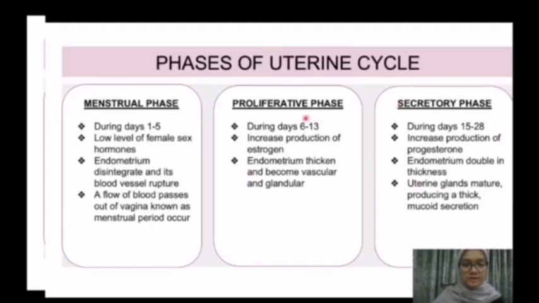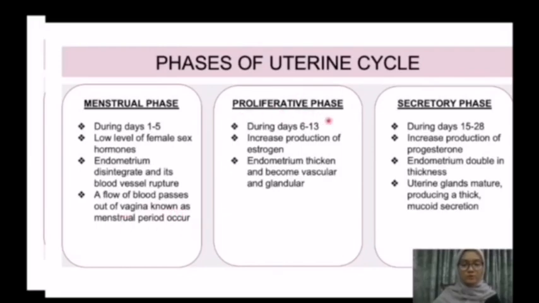Next is the uterine cycle. Uterine cycle is also divided into 3 different phases. The first phase is menstrual phase, second phase is proliferative phase, and third phase is secretory phase. During the menstrual phase, which is the first 5 days of uterine cycle, all women have low level of female sex hormones such as estrogen and progesterone. Endometrium disintegrates and its blood vessels rupture. A flow of blood passes out of vagina, known as menstrual period.